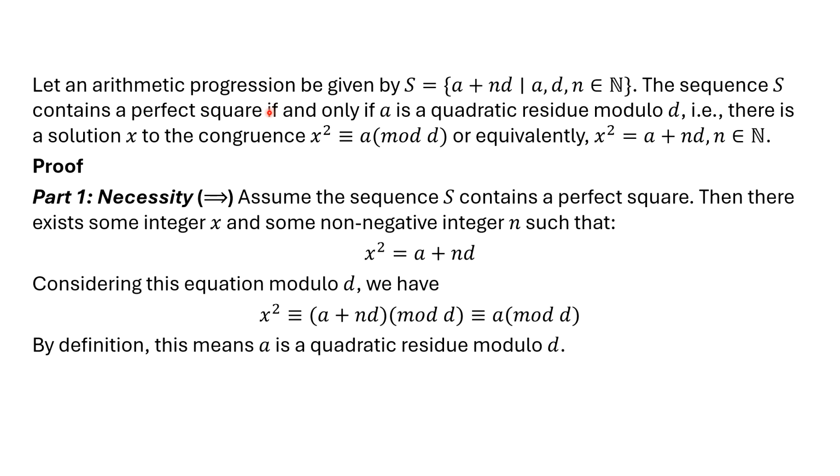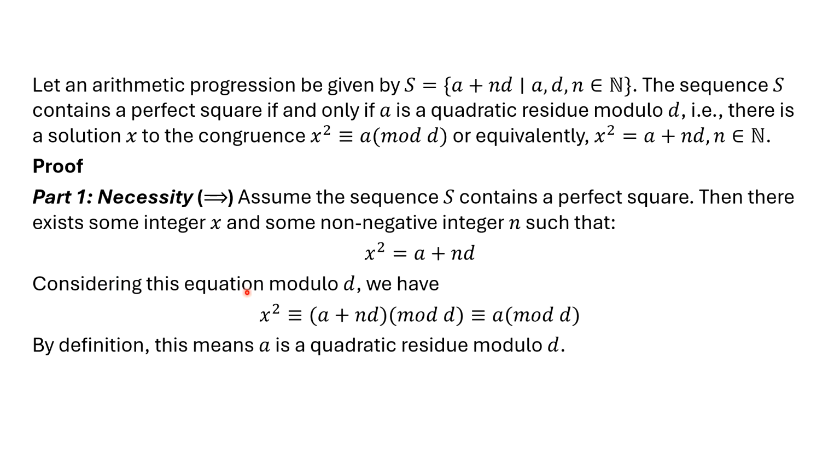So it's an if and only if, which means we need to prove it in two directions. On this slide, I'll prove it in the forward direction. Assume the sequence S contains a perfect square. Then there exists some integer X and some non-negative integer N such that X squared equals A plus ND. That's what I set up here.